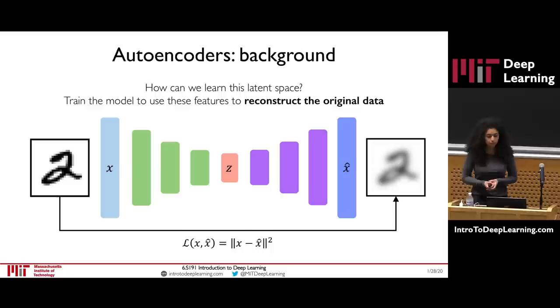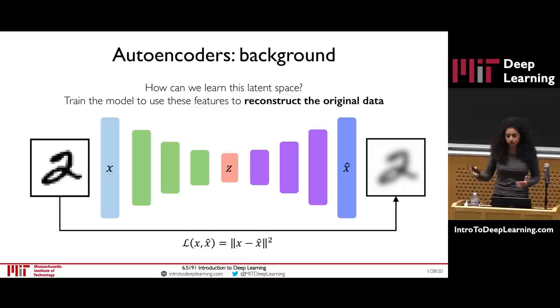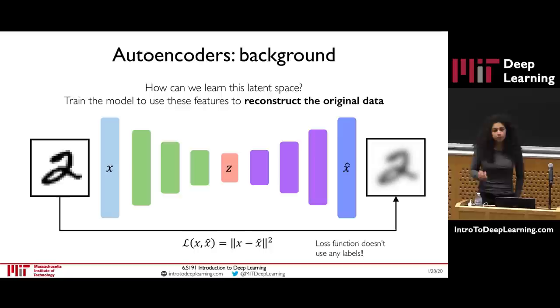In the case of this image example, we can simply take the mean squared error, x minus x hat, and square it from the input to the outputted reconstructions. The really important thing here is that this loss function doesn't have any labels. The only components of the loss are our input x and the reconstructions x hat. It's not supervised in any sense.